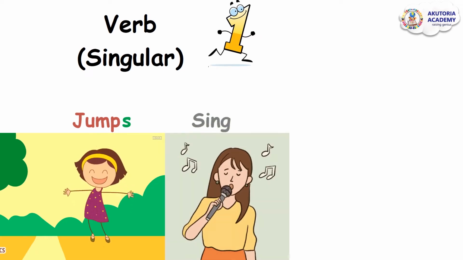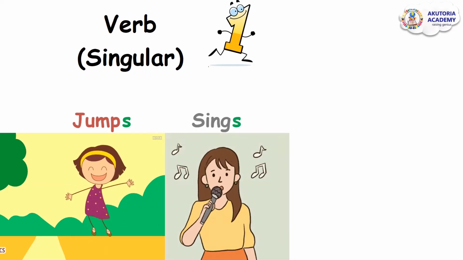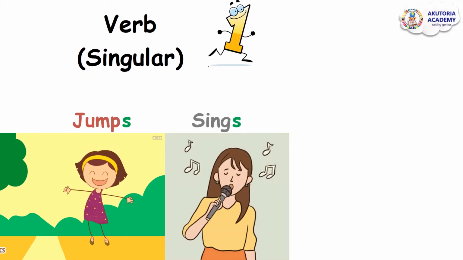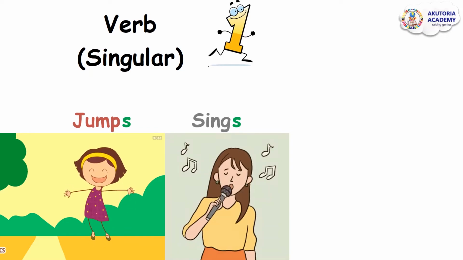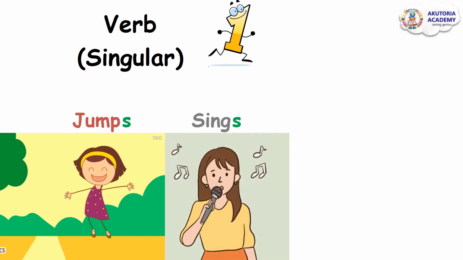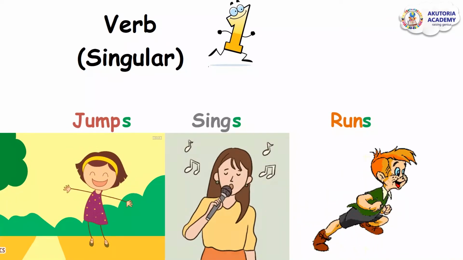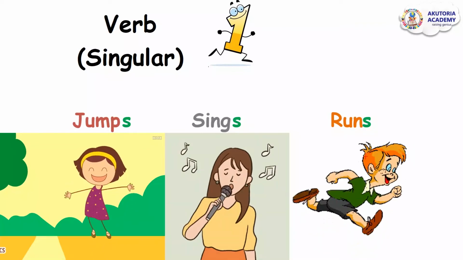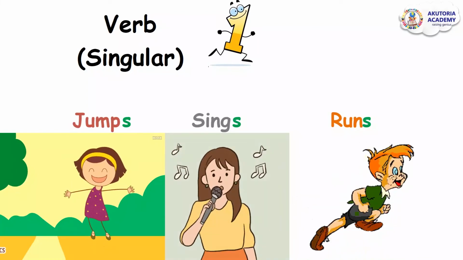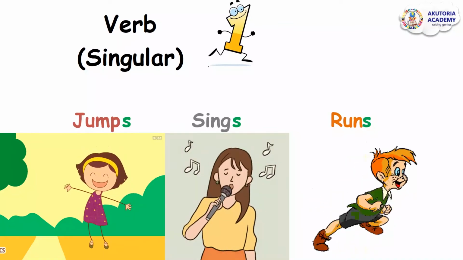Okay? Now let's see this other one. Sing. Mommy sings. You see, I added the S because our subject is singular. Okay? We just have one subject. And so your verb must have S or ES. But in this case, your verb will take an S. And the boy runs. You add S because your subject is singular. You just have one boy. Okay? So every singular subject must go with a singular verb. And singular verbs end with S or ES.